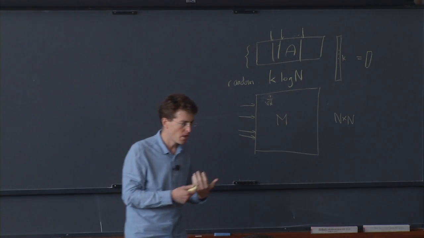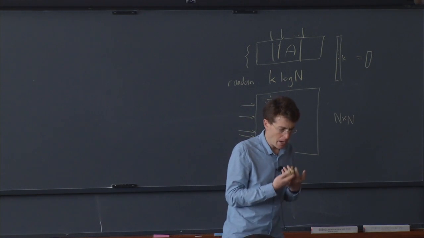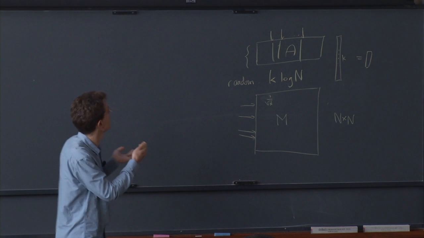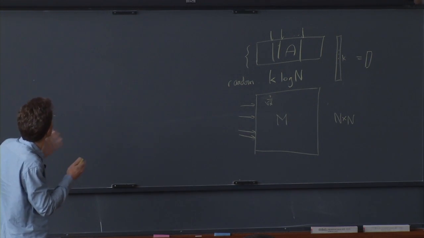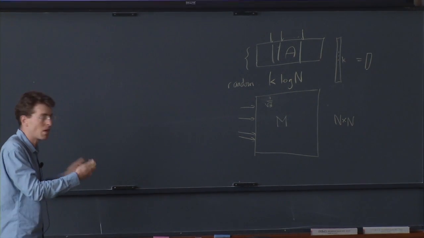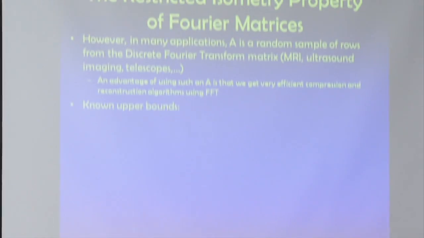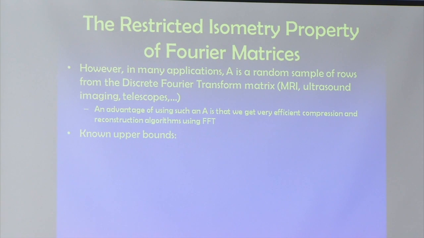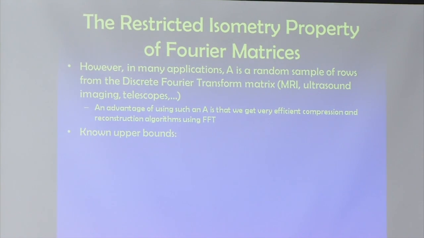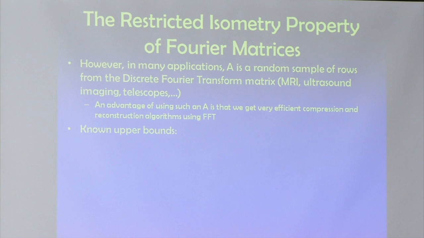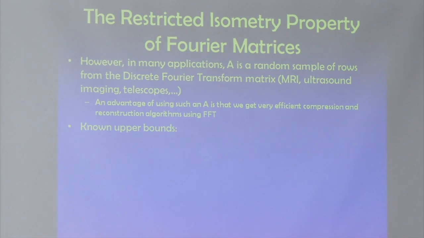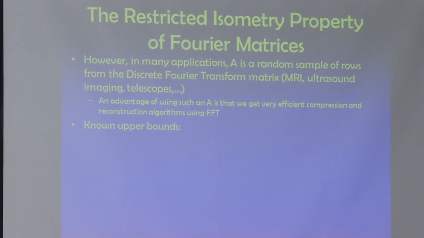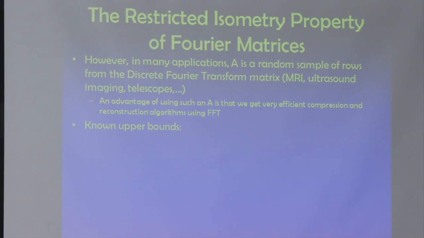As I was saying before, this has some applications. In some applications, you're kind of forced to use this matrix. In MRI and ultrasound imaging, this matrix just shows up from the application. You have no choice; you cannot choose another matrix. Another advantage is that it's very efficient. This operation of sparse recovery can now be done very efficiently, because it involves matrix multiplications, which you can do very efficiently with the fast Fourier transform.